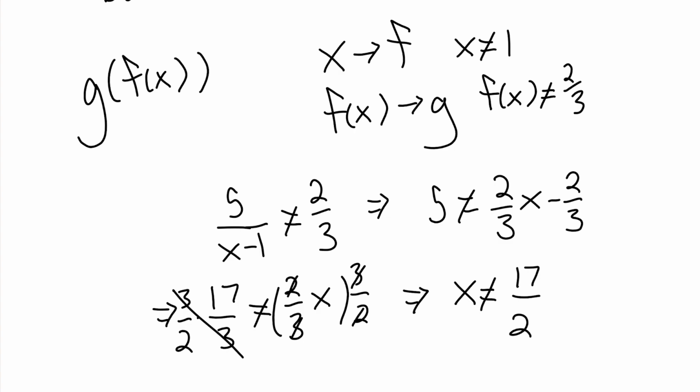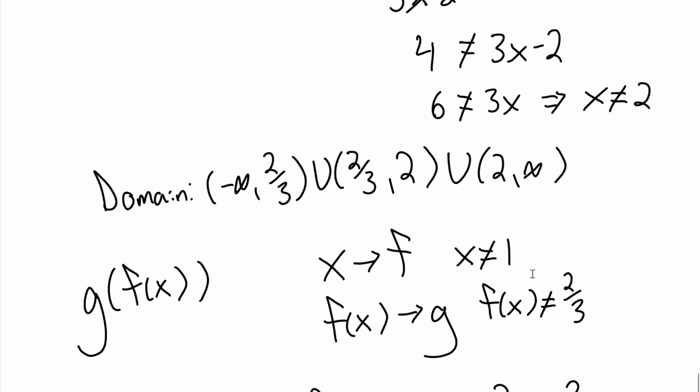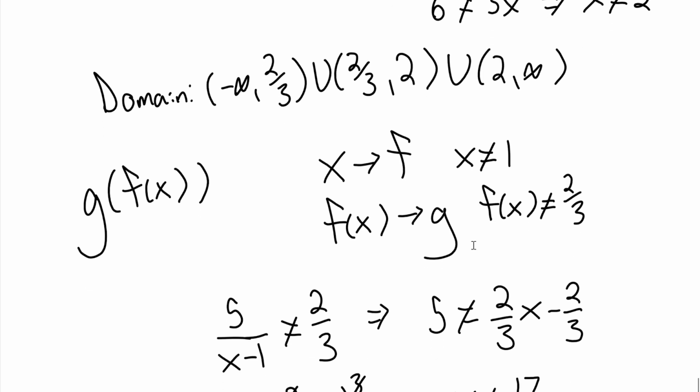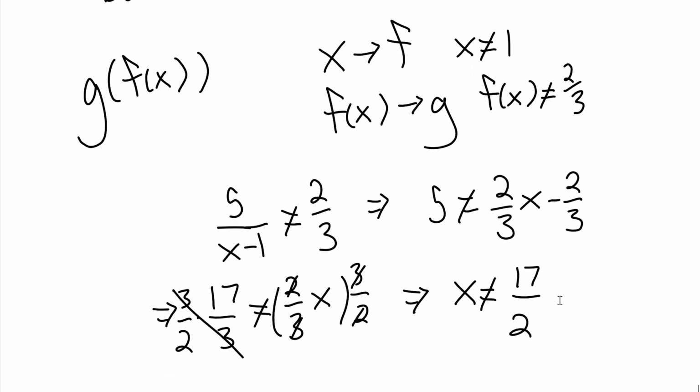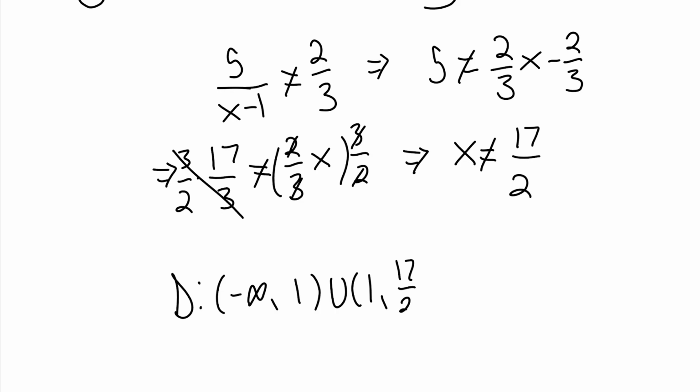Okay. So x cannot be 17/2, and we already saw that x cannot be 1. So we will combine these. 17/2 is about 8.5. So it's going to be greater than 1. So our domain is going to be negative infinity to 1, union 1 to 17/2, union 17/2 to infinity.